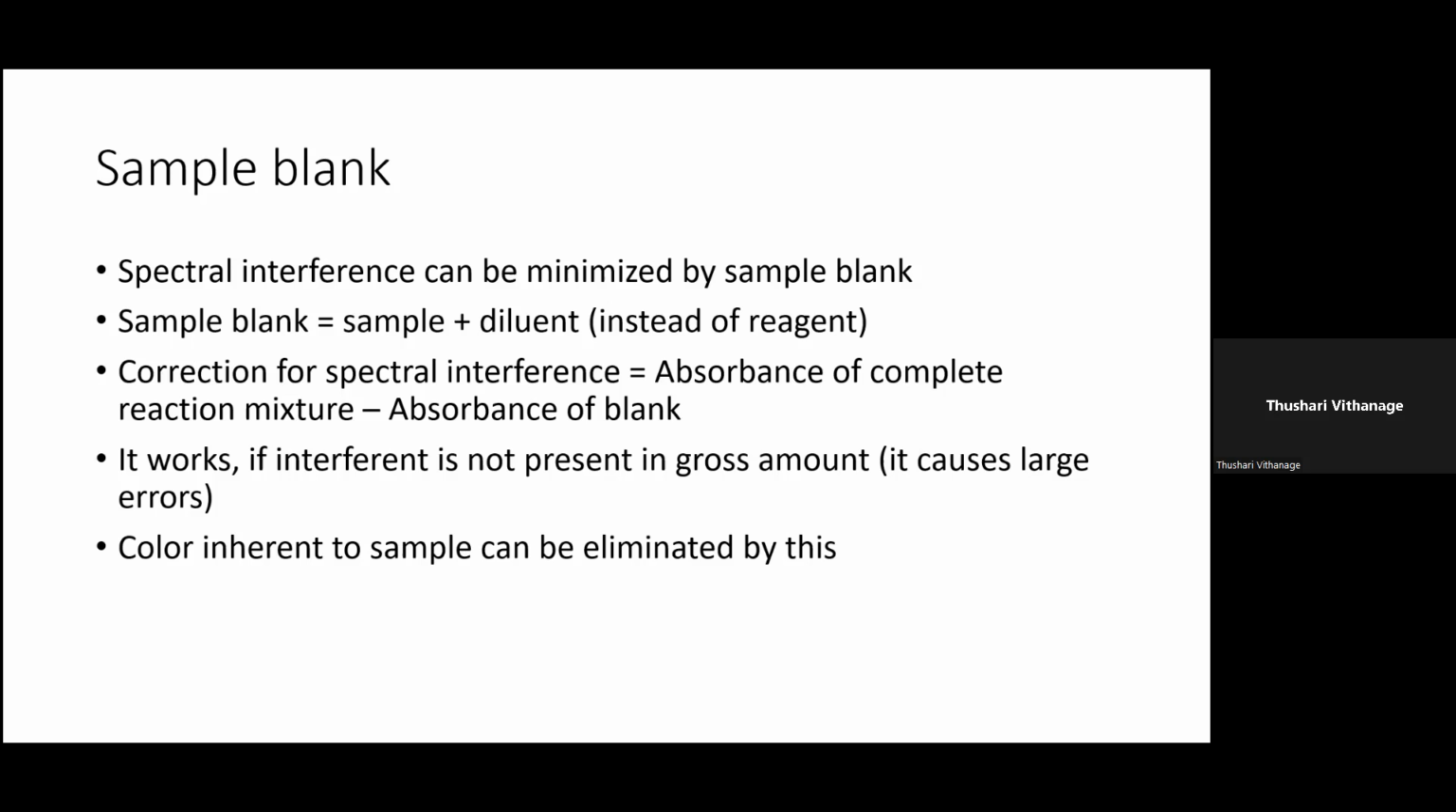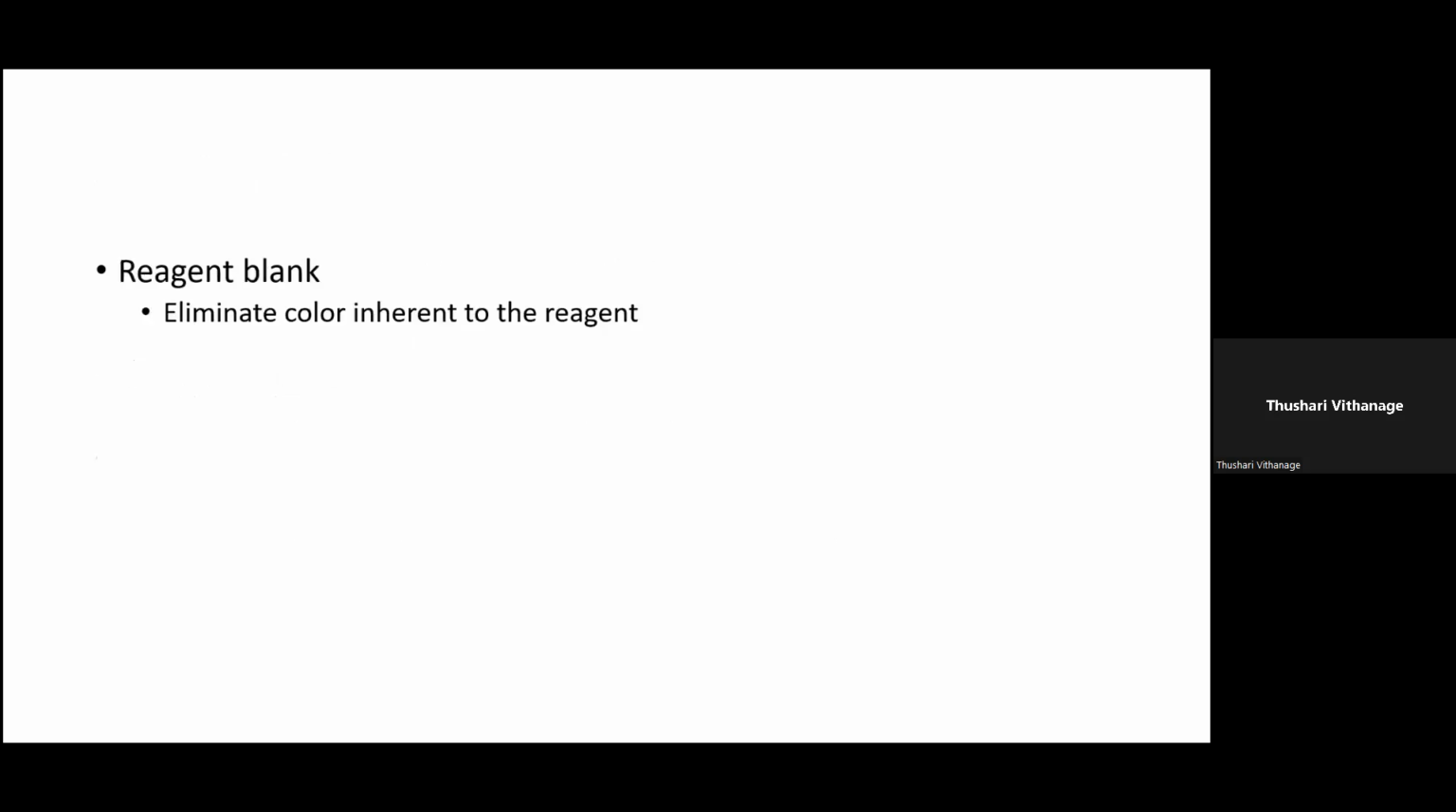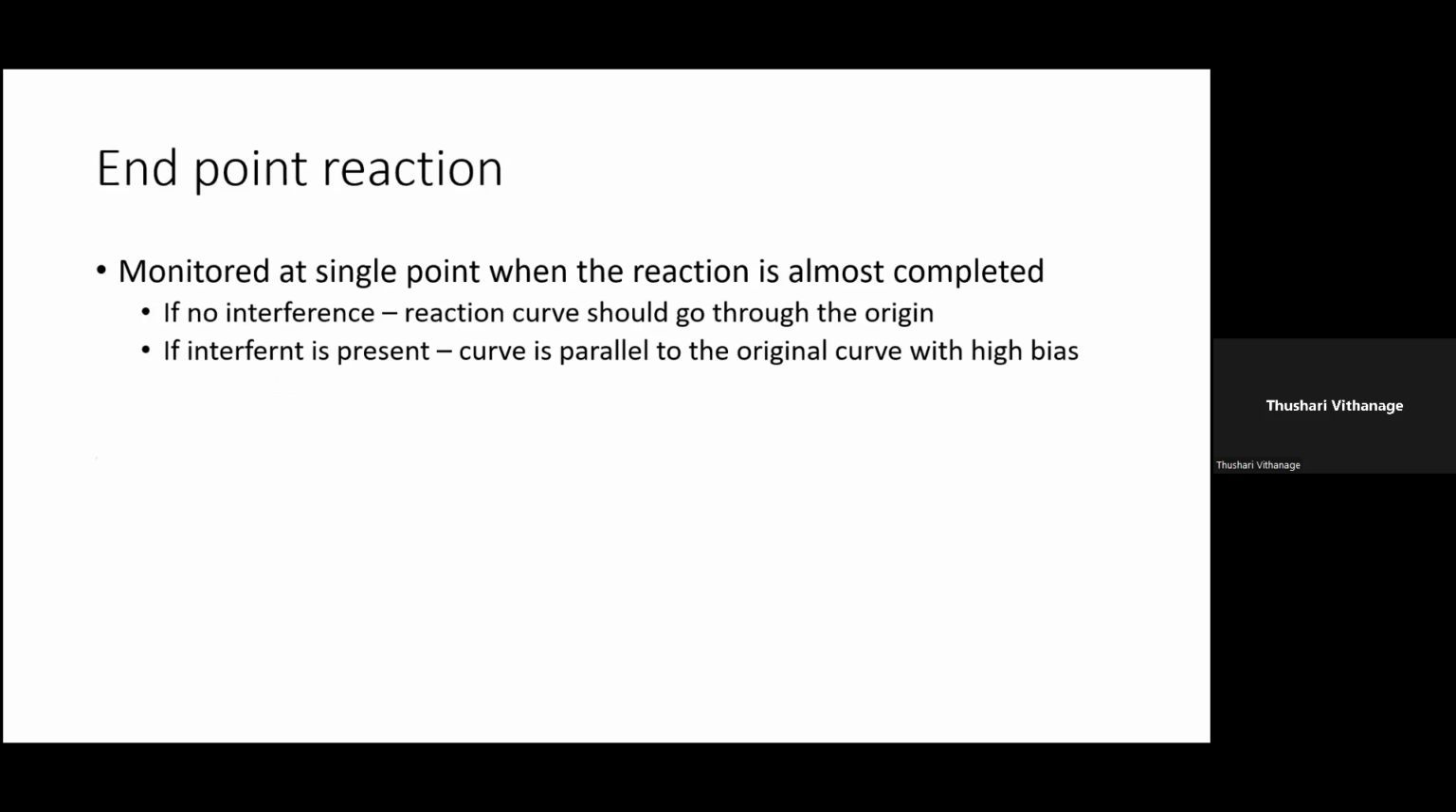It works only if the interference is not present in gross amount. If interference is present in gross amount, it causes large errors. This method can eliminate color inherent to the sample. We use reagent blank to eliminate the color inherent to the reagent.